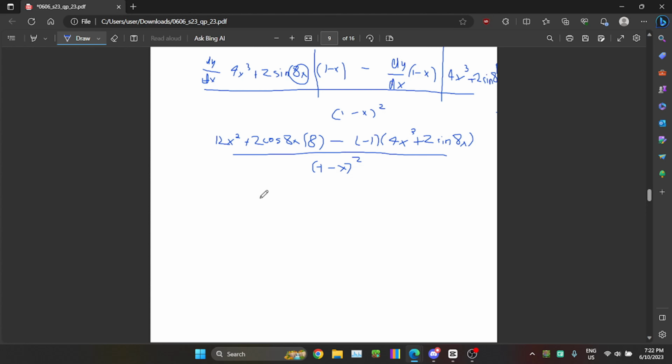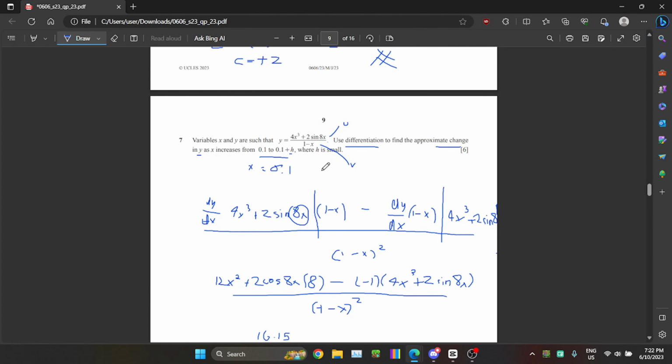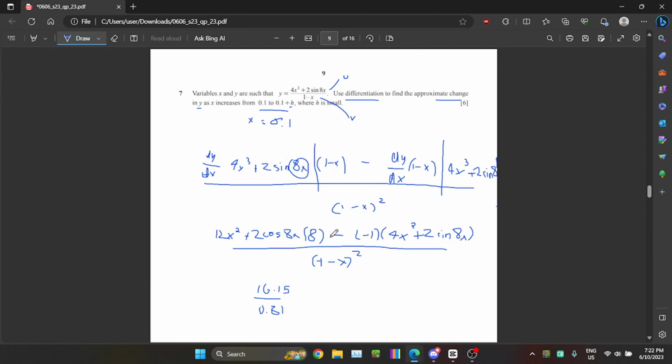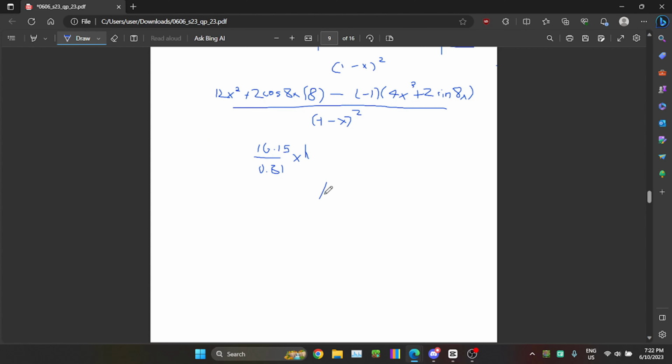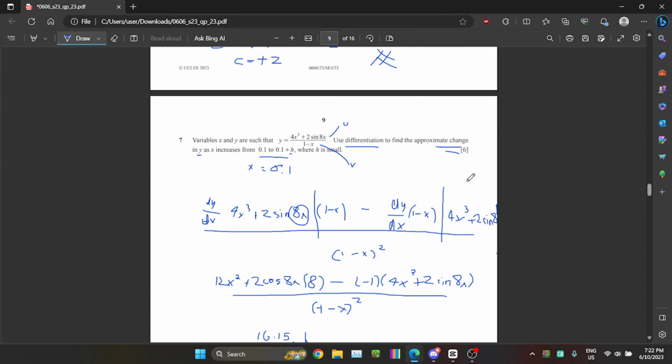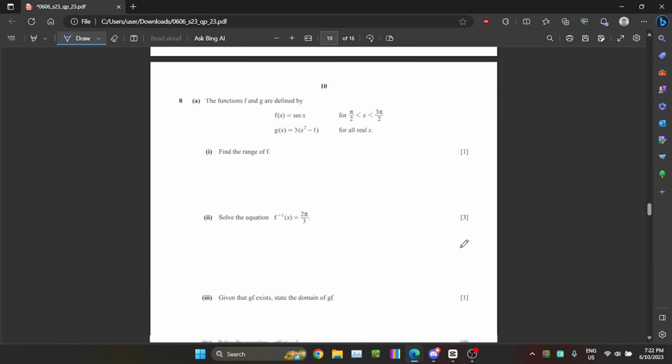Alright, so this would give 16.15 over (1 minus 0.1) squared. This gives 0.81, that's a very small number. So this is the dy/dx, and all we have to do now is multiply it by h. I think you need this in decimal form. This is the answer, boom, 6 marks just like that. Oh, it's too easy.